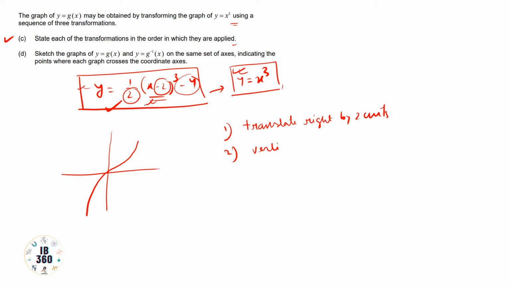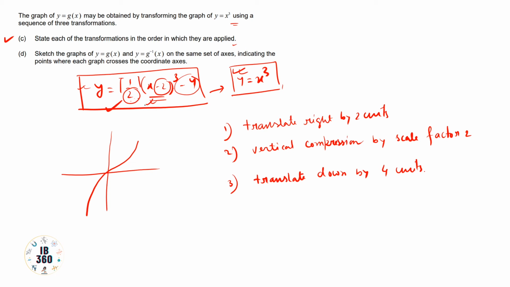Vertical compression by scale factor 2, this is just because of this term. Okay, and translate down by 4 units, just because of this particular term, that is minus 4. So after all these applications, we will have our graph, but to match the coordinates, we have to reapply some values for the coordinates.